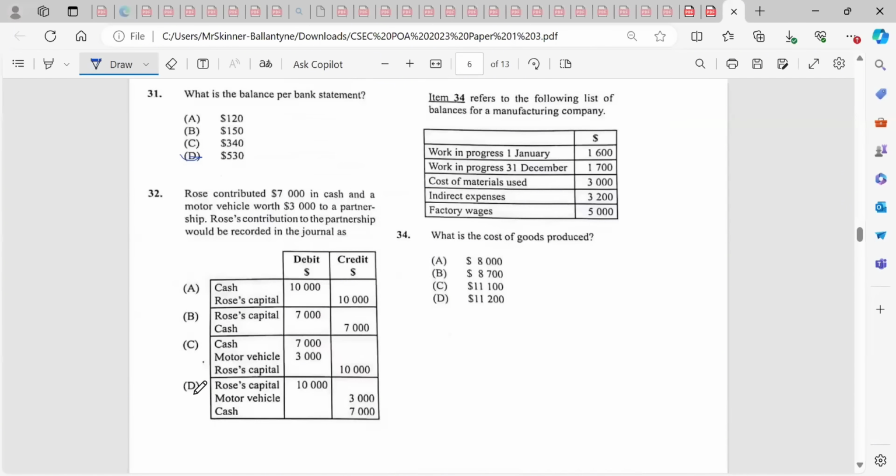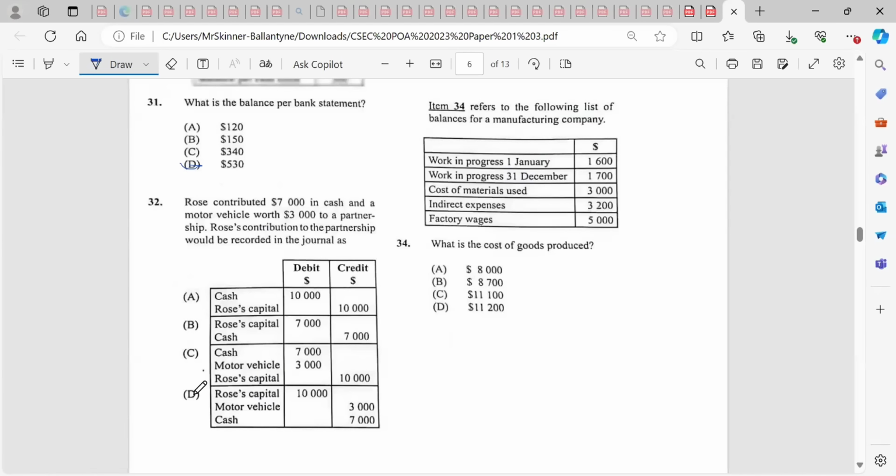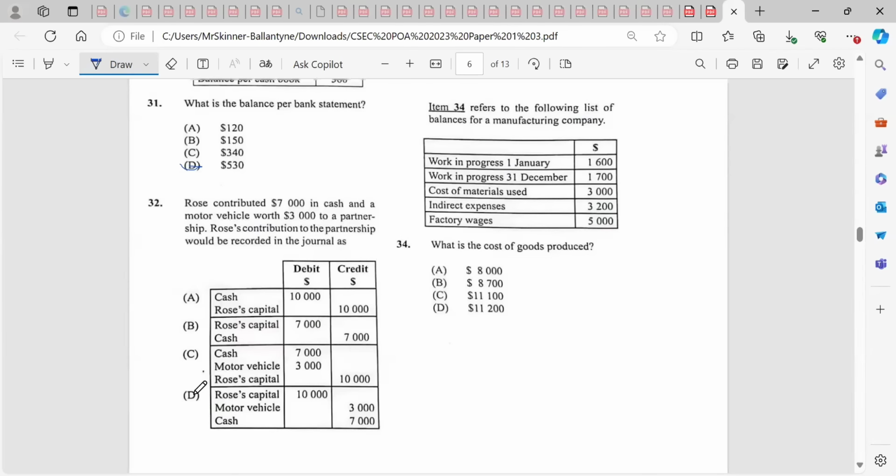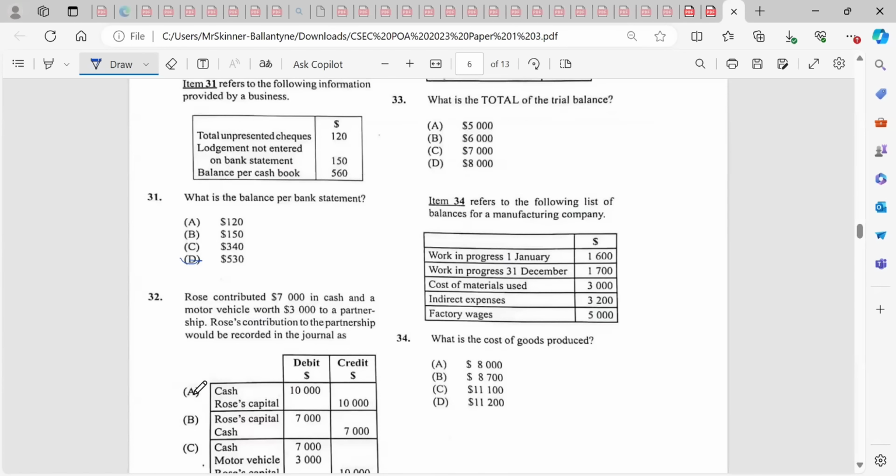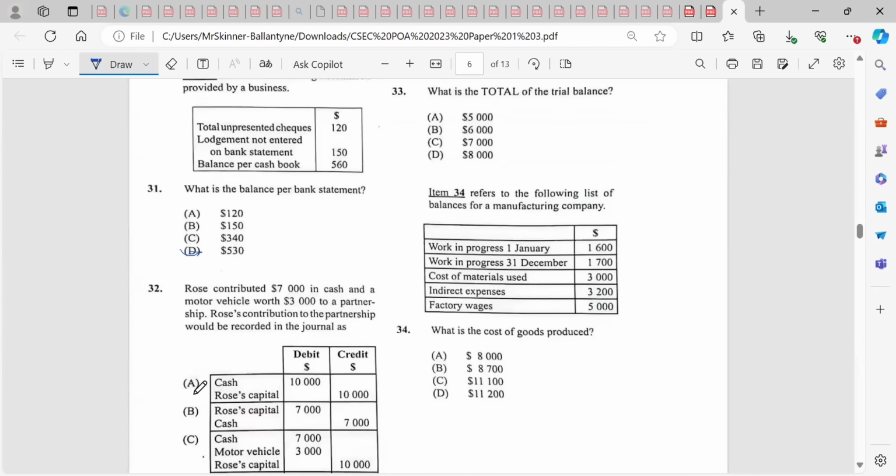Sir, that formula is for all bank statements, right? Yeah, that's for bank rec. Revised cash book balance, add unpresented checks, minus late lodgements will give you the bank statement balance. If they give you the bank statement balance and they want you to calculate your revised cash book balance, then you just go backwards.